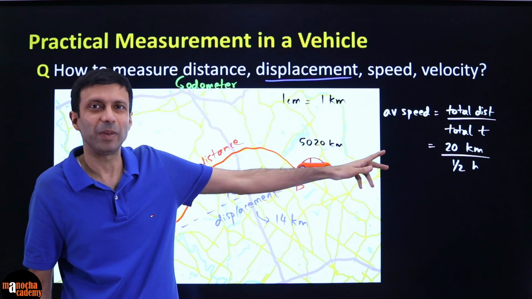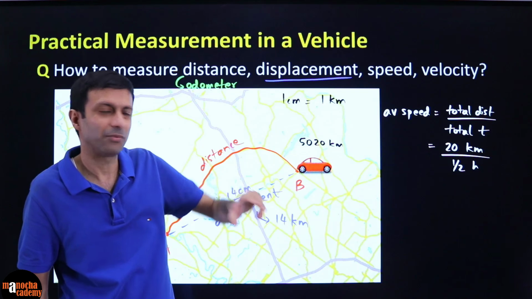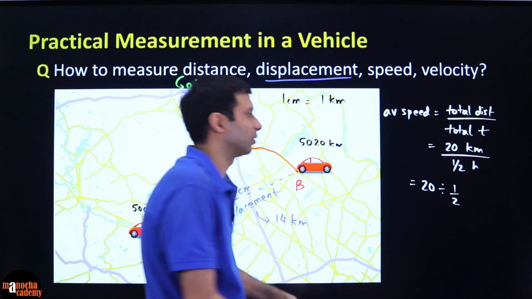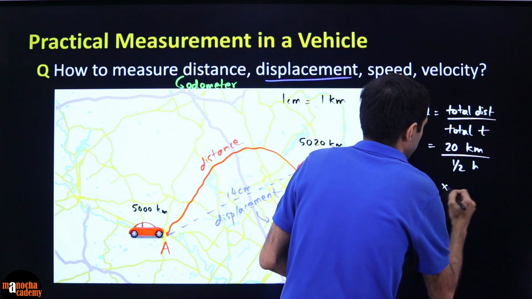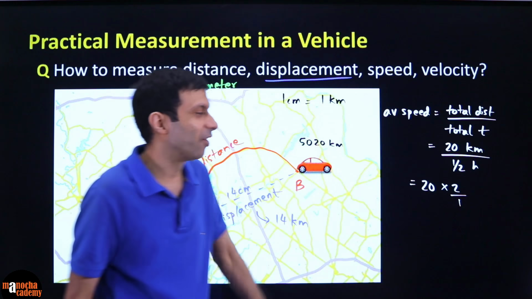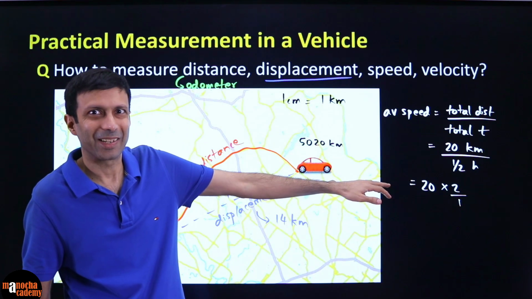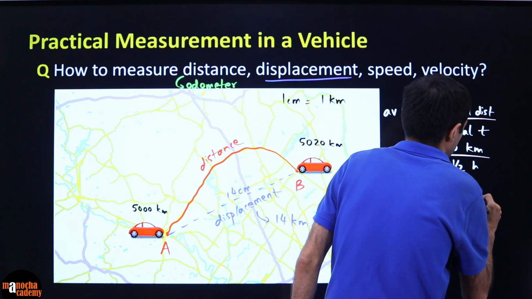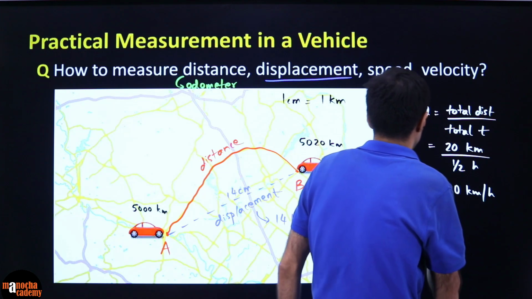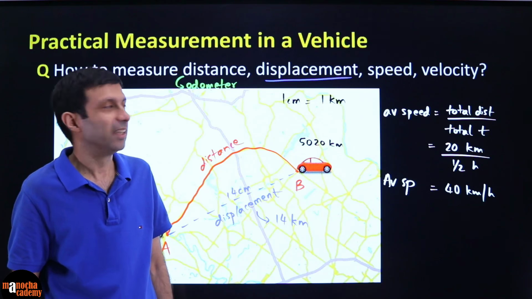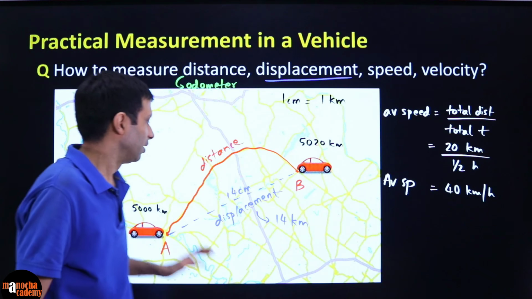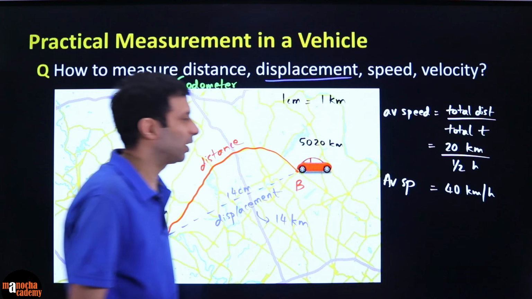So what is your average speed? 20 divided by half. You can change this division into a multiplication, so make it 2 by 1. What is the answer you're getting? 40 kilometers per hour. Can you guys see that? So the final answer is going to be 40 kilometers per hour. That's it. Similarly, how will you find the average velocity? Same thing: total displacement divided by total time.